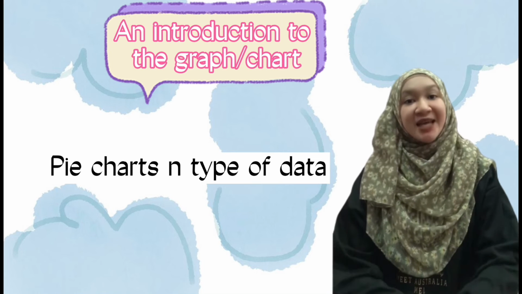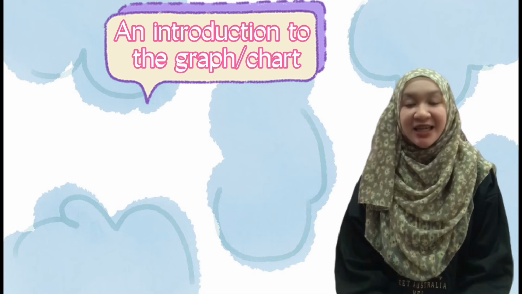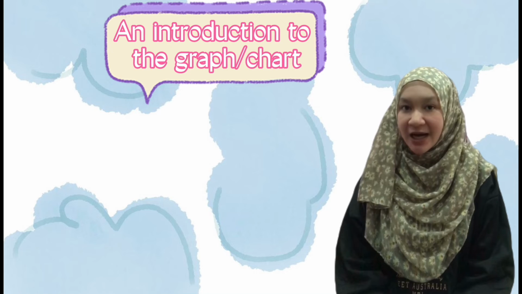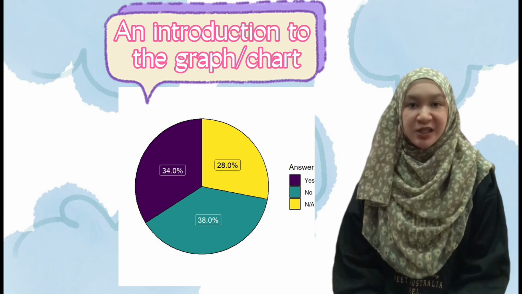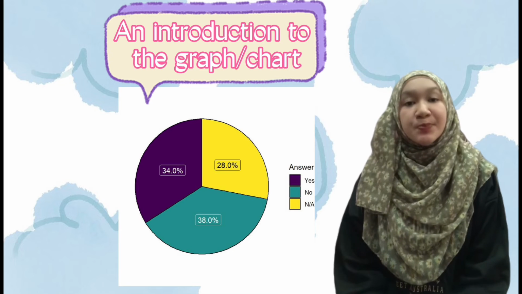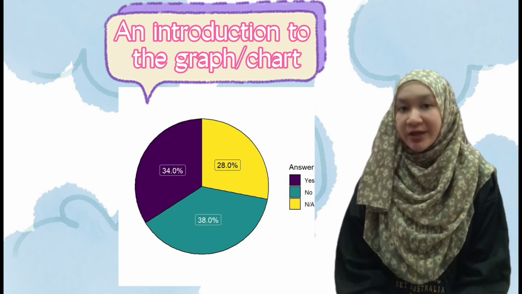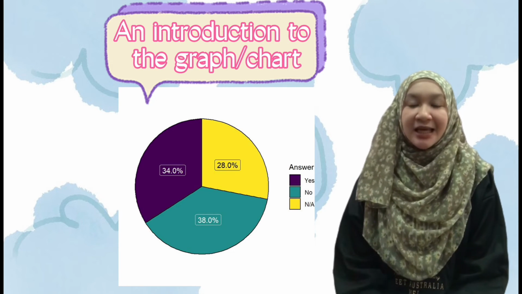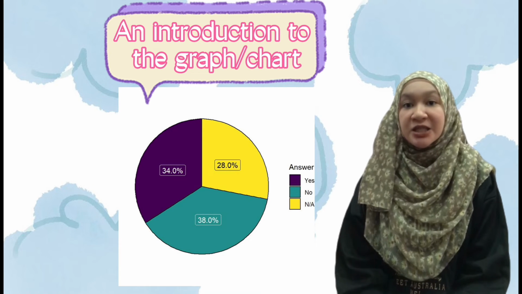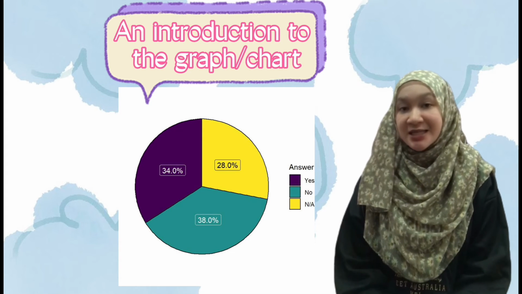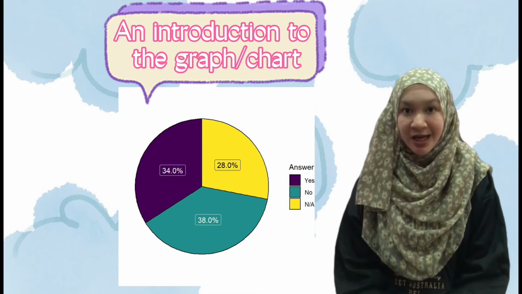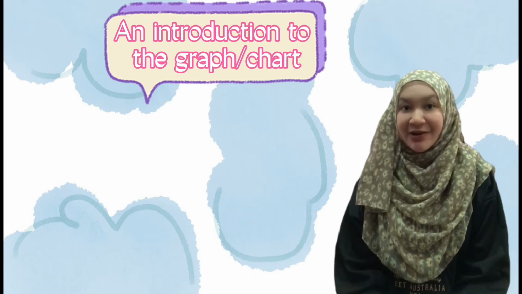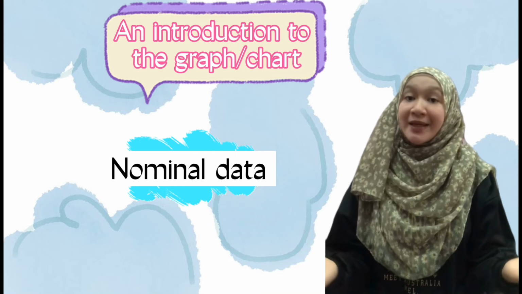Pie charts and type of data: categorical or nominal data. Categorical data: the sample is often divided into groups and the responses have a defined order. For example, in a survey where you are asked to give your opinion on a scale from strongly disagree to strongly agree, responses are categorical.